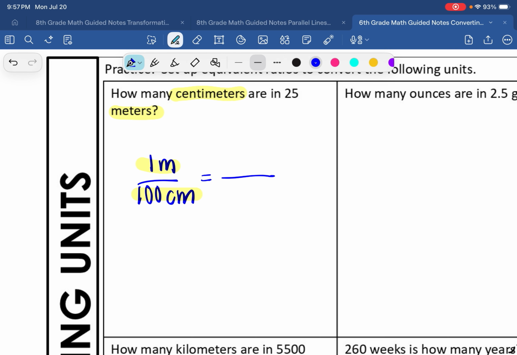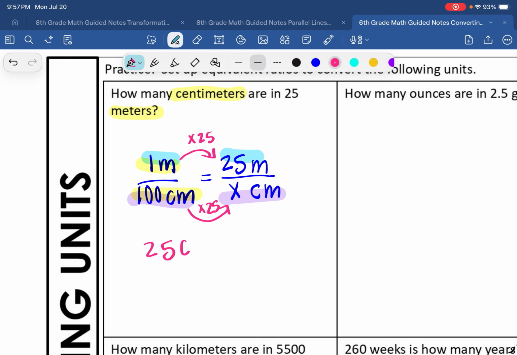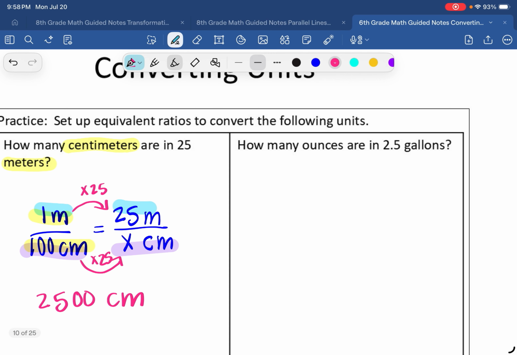And then my ratio to figure it out, so 25 meters will go on the top because I put meters on the top, and we're going to be consistent with my units. And then centimeters will go on the bottom. I don't know how many centimeters, so I'll just put X centimeters. 1 times 25 is 25, and so 100 times 25 is 2,500 centimeters.